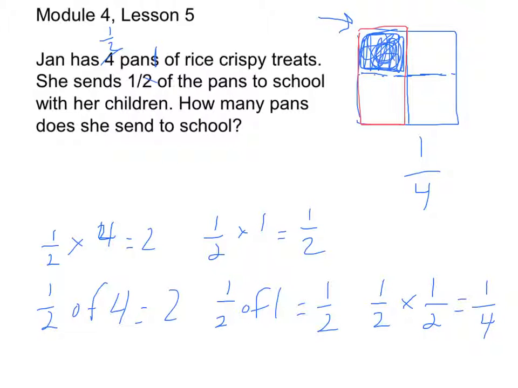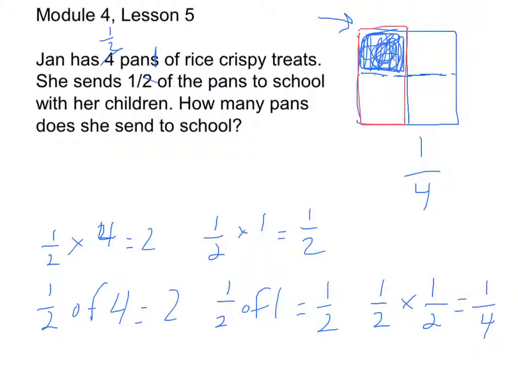Well, what if we multiply across? 1 times 1 equals 1. 2 times 2 equals 4. So when we're multiplying a fraction times a fraction, it's really just the same as when we're multiplying a fraction times a whole number, right? We just multiply across. And you can see here why that works.